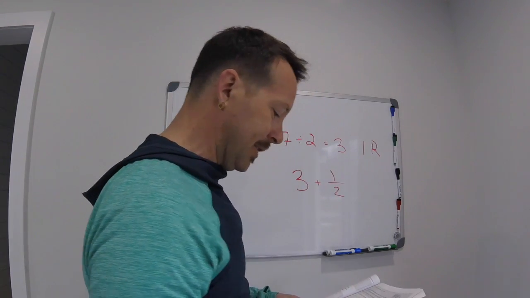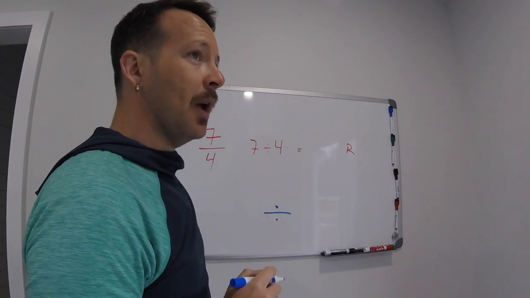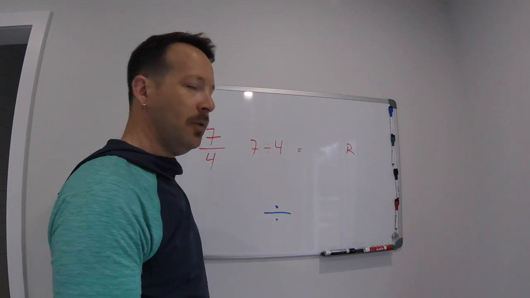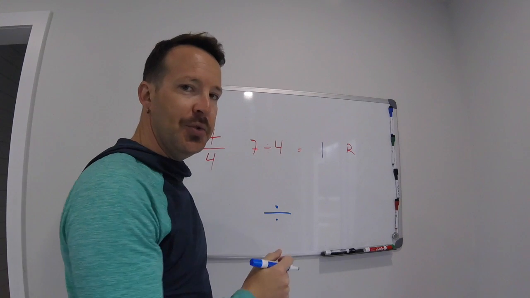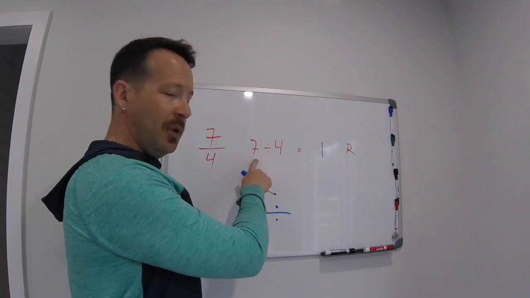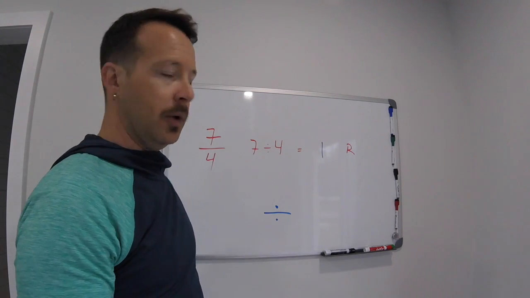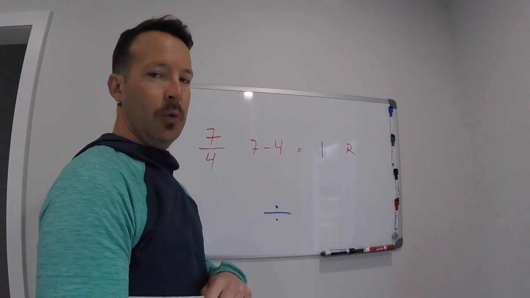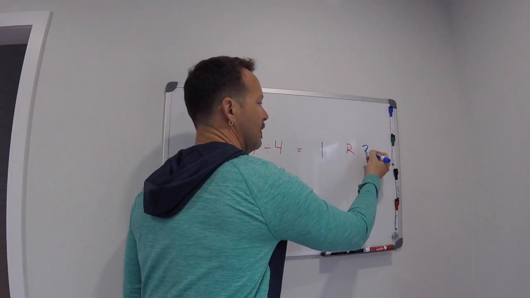Let's look at the next one, C, 7 over 4. 7 divided by 4. How many times does 4 go into 7? How many 4s fit in there? Well, only 1 4. Only 1. 4 times 2 is 8, and we only want 7. So we can only fit 1 4 into 7. But what's left over? Well, we're going to count 4, 5, 6, 7. There's 3 left over. There's a remainder of 3.